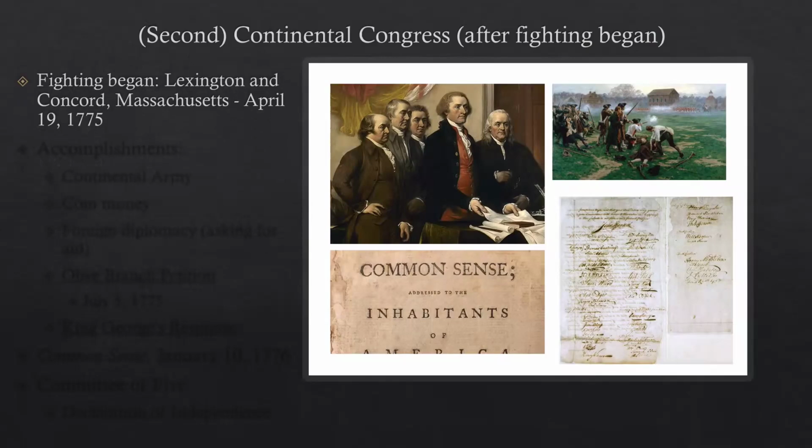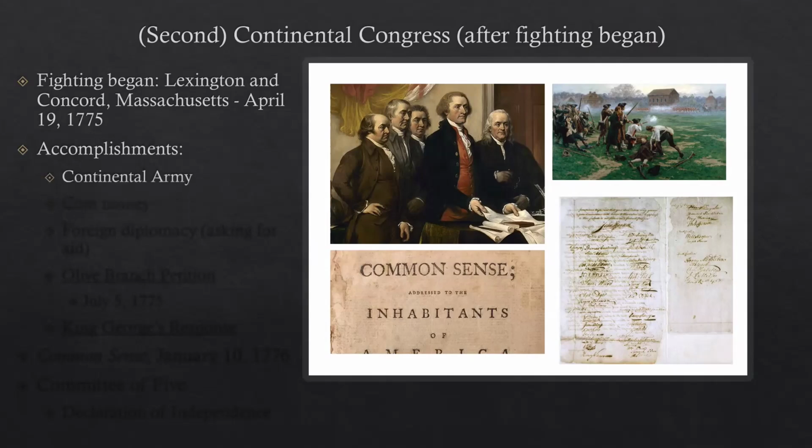That battle there in Lexington and Concord occurred. And so fighting had begun. And so this Continental Congress came back together as they promised that they would. They joined back together in the summer of 1775. And here are some of the things that they had to do, and they did do.